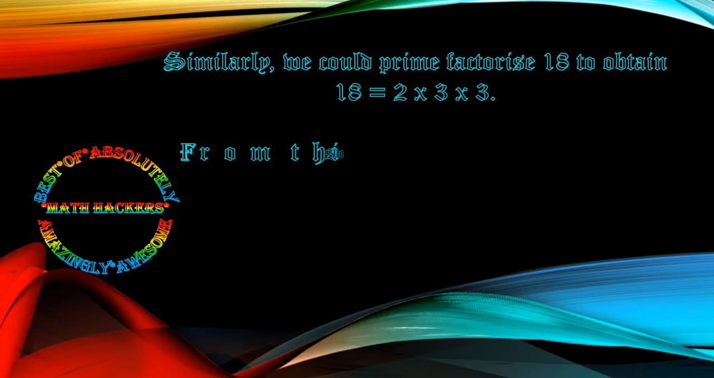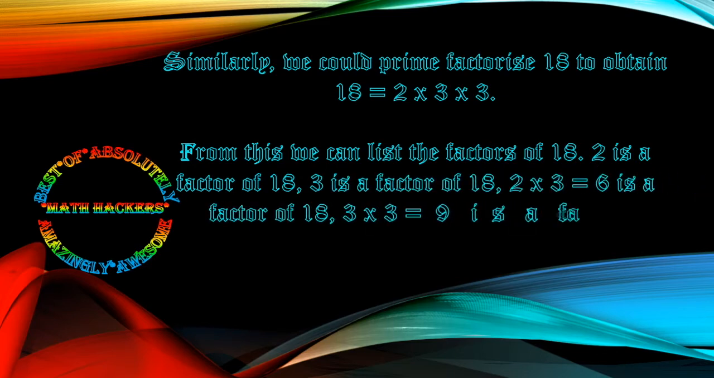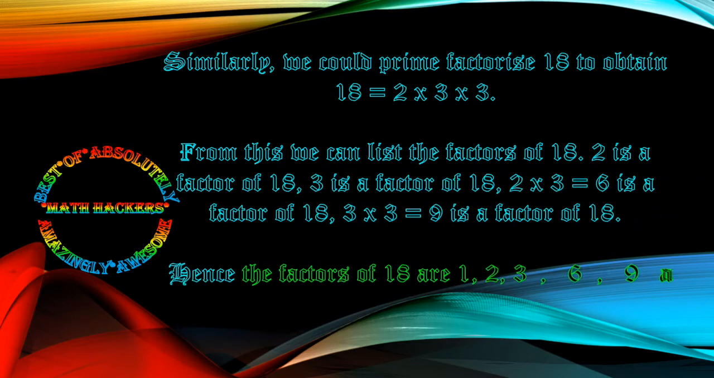Similarly, we can prime factorize 18 to obtain 18 equals 2 times 3 times 3. From this we can list the factors of 18. 2 times 3 is 6, and 3 times 3 is 9, which are both factors of 18. Hence, the factors of 18 are, of course, the obvious ones, 1 and 18, in addition to 2, 3, 6 and 9.